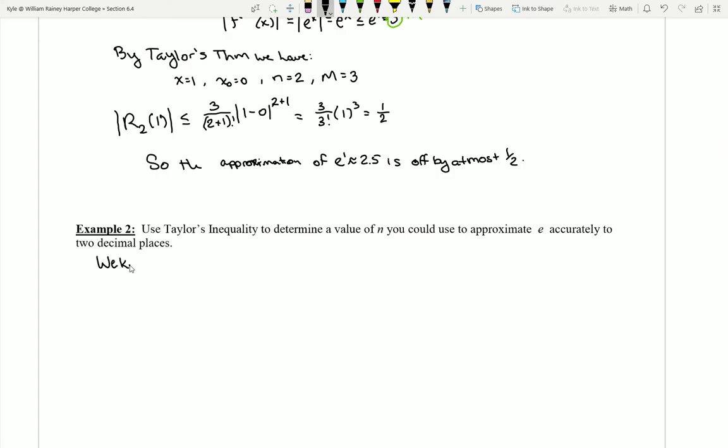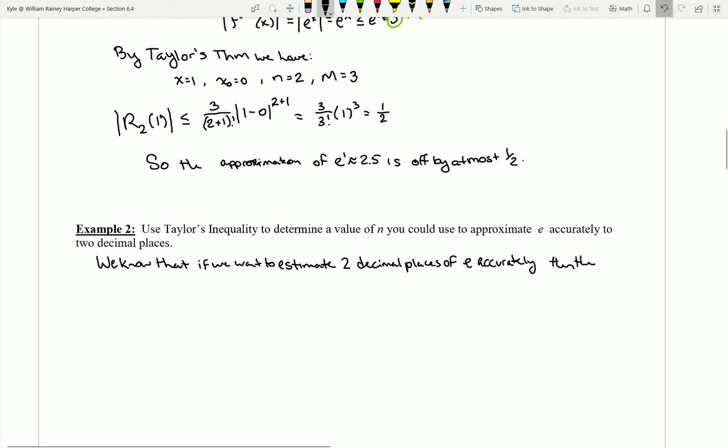So I'll say, we know that if we want to estimate two decimal places of e accurately, then I'll say it must be true that when I measure my remainder at that specified value of n, at the x-coordinate of 1, that remainder has to be smaller than something.